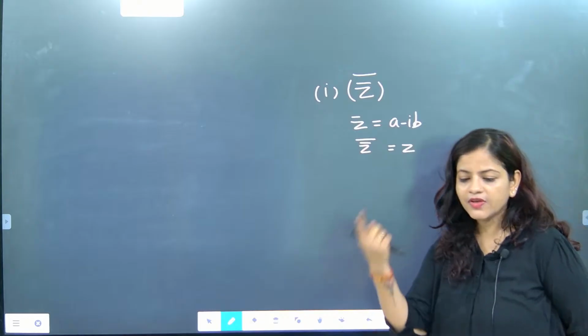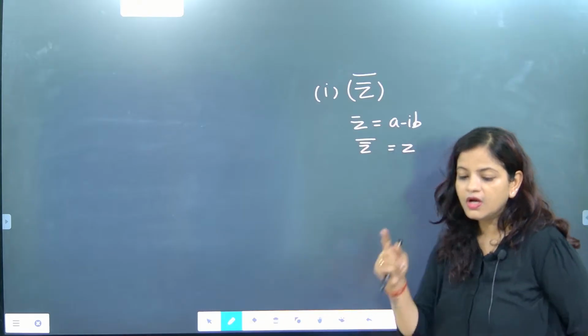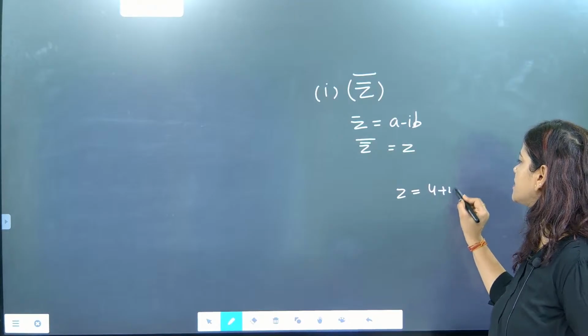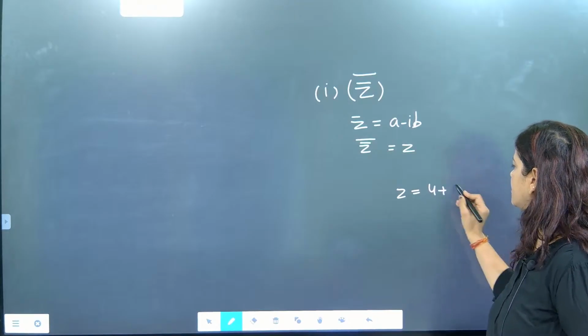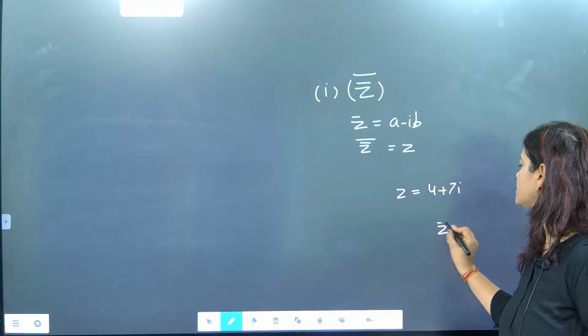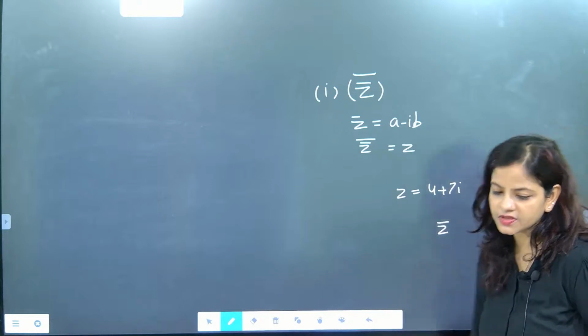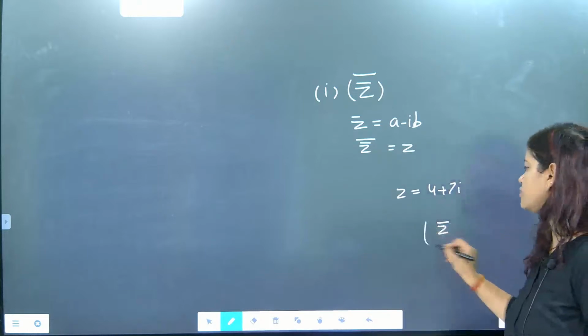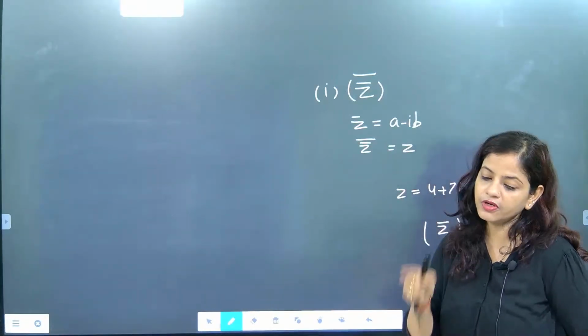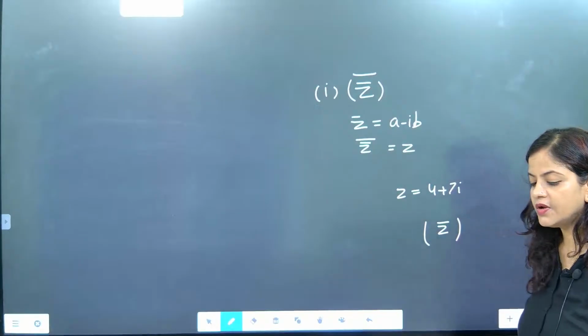Okay. So now if somebody asks you that Z is equal to 4 plus 7i. Now the conjugate bar goes 9 times. Then what is the answer? The conjugate of a complex number goes 9 times, then what will be the answer?